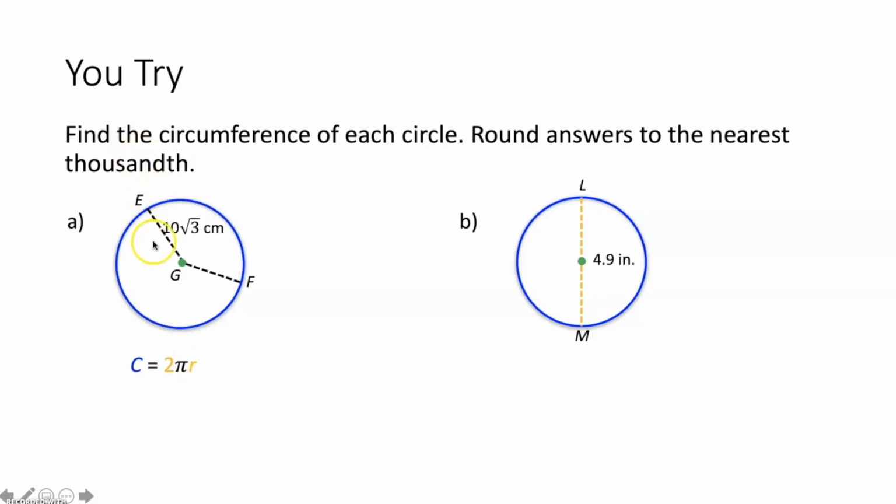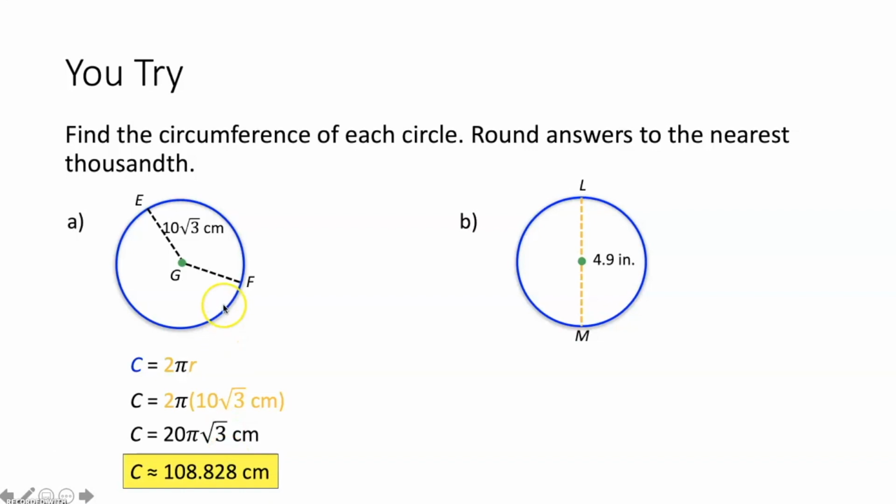Now all we have to do is take the measure of our radius here, 10 root 3 centimeters, plug it in for r, and then we simplify it. 2 times pi times 10 root 3, we multiply the 2 pi to the 10 out front of the radical, and we get 20 pi root 3 centimeters. This would be the exact circumference of circle G up here. But I want to round my answer to the nearest thousandth, which means in my calculator, I'm going to multiply 20 times pi times root 3 and round that to the nearest thousandth, and I get that the approximate circumference of circle G is 108.828 centimeters.